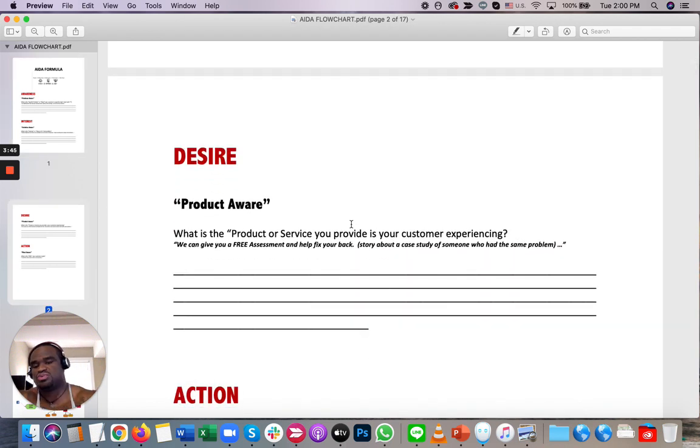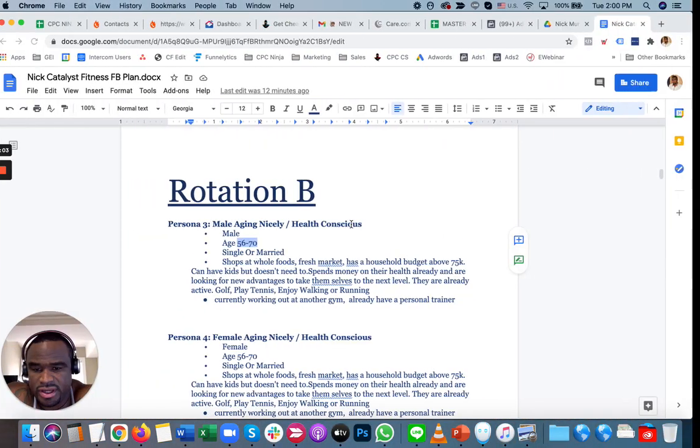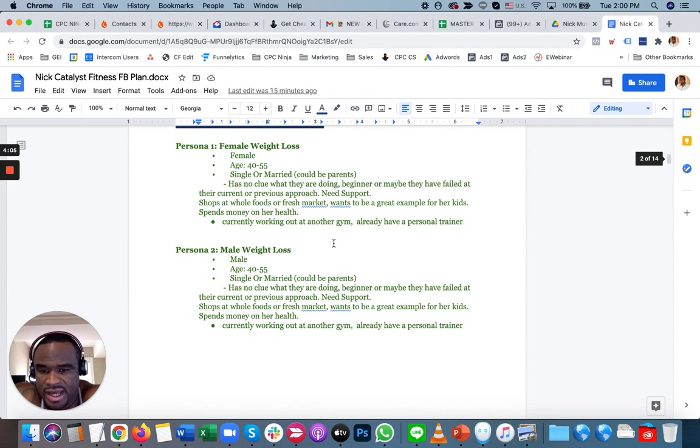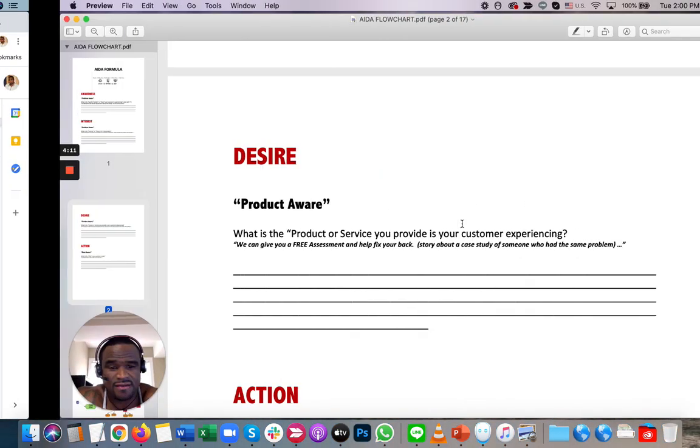Desire is product aware. That means that they are aware of your product, your service. They know it, and that's what they want to write down. We can give you a free assessment and help you fix your back. That's where you want to get into: how is your program different? So you remember the client over here said that they already have a personal trainer. Why should they hire another personal trainer if they already have one?